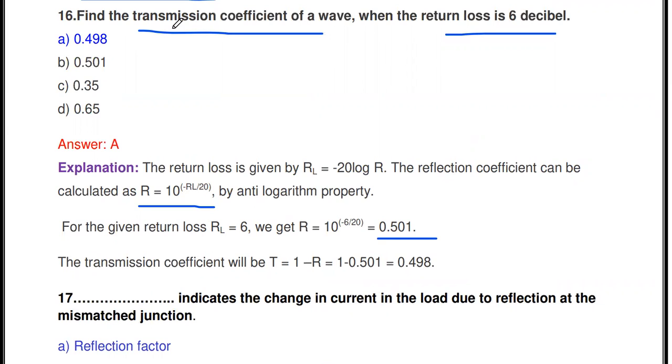But here the question is the transmission coefficient. You see, 0.501 is also there in the options, but the question is the transmission coefficient. So the transmission coefficient T is nothing but 1 minus the reflection coefficient. If you subtract, we get the answer 0.498. Okay, this is the answer.